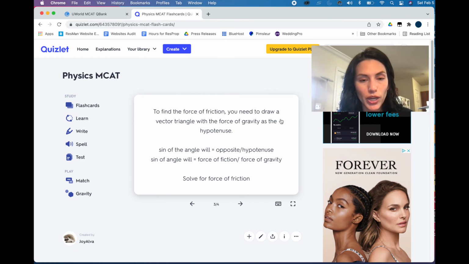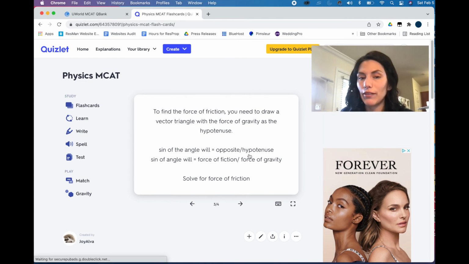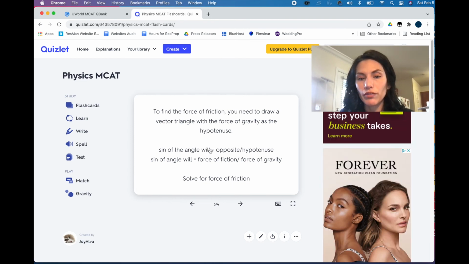You need to draw a vector triangle with the force of gravity as the hypotenuse. Sine of the angle will equal opposite over hypotenuse. Sine of the angle will then equal force of friction over force of gravity. And then you solve for friction. So this card was a little longer, but it directly targeted the exact thing that I needed to practice in order to get that question right.